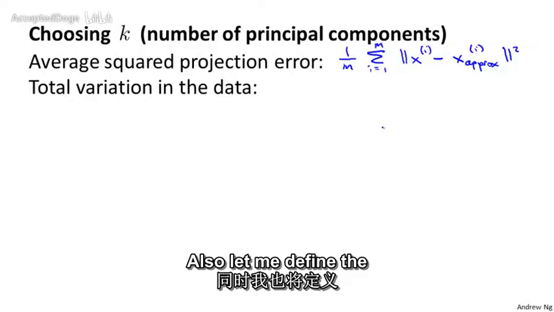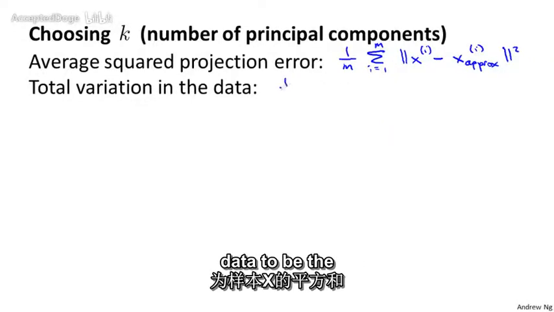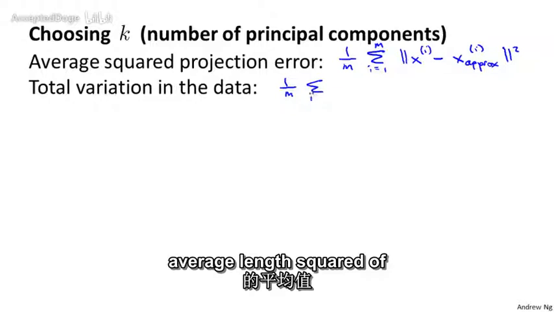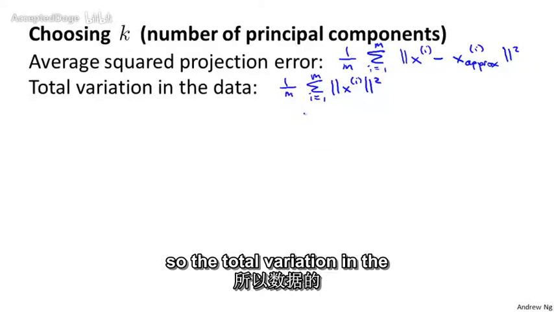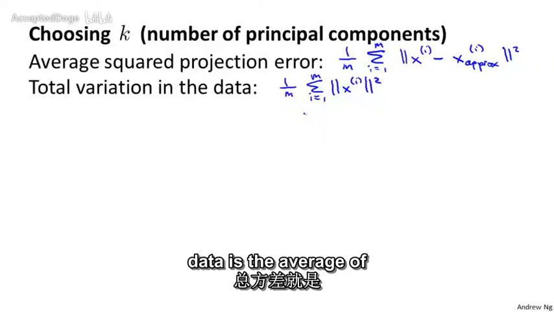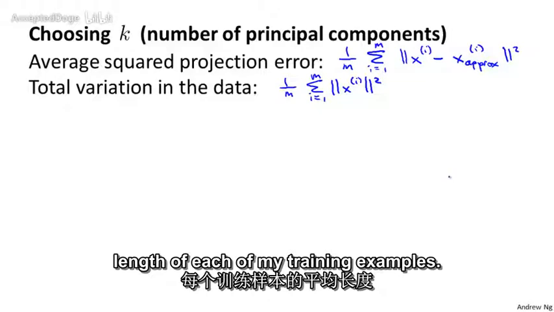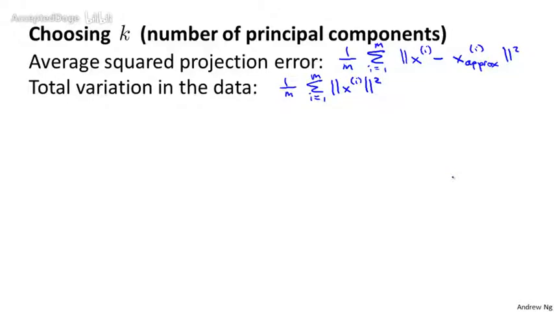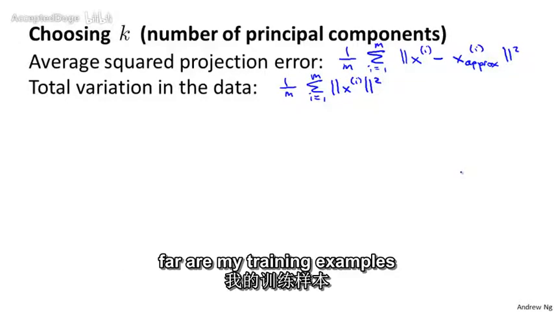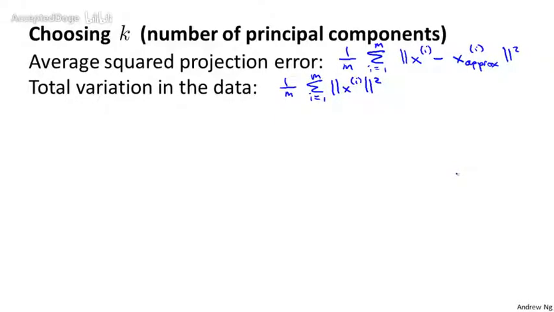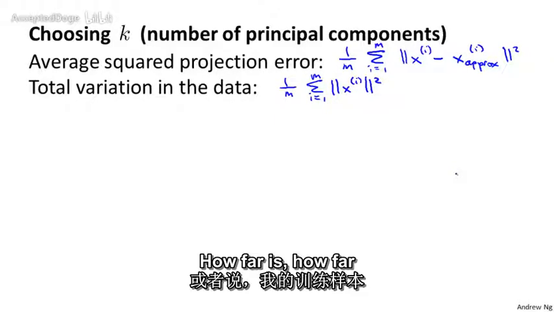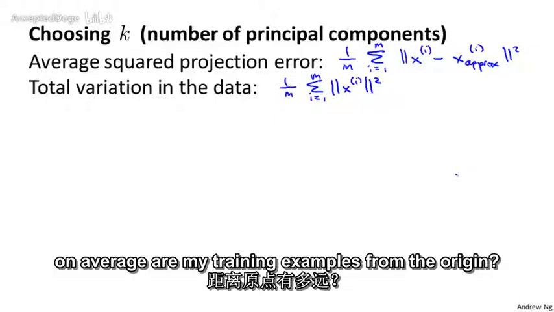Also, let me define the total variation in the data to be the average length squared of these examples x i. So the total variation in the data is the average over my training set of the length of each of my training examples. And this says, on average, how far are my training examples from just being all zeros? So how far on average are my training examples from the origin?